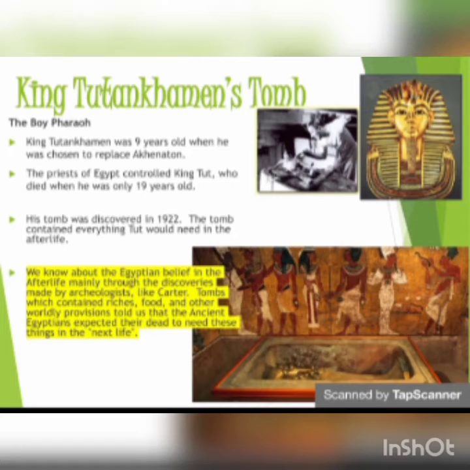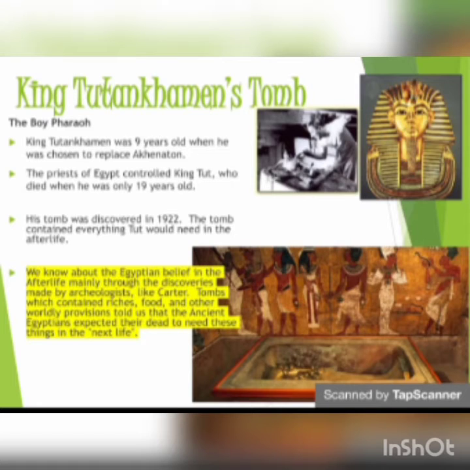So, while he was made king or pharaoh, the high priest ruled the country. And he died at the age of 19. Okay, and his tomb was discovered in 1922. They excavated the tomb in the 20th century. The tomb contained everything Tutankhamun would need in the afterlife.